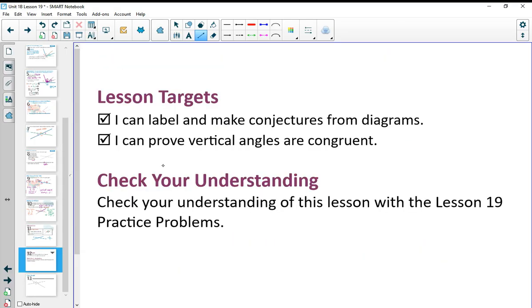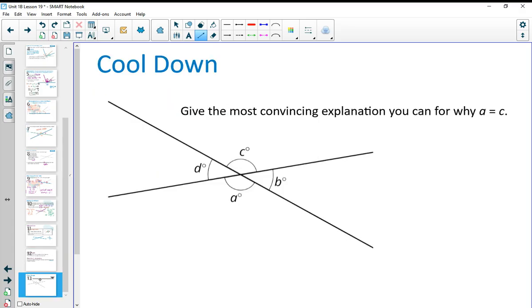Then your learning targets: hopefully now you can label and make conjectures from a diagram, and you can prove that vertical angles are congruent. Make sure that you do the check your understanding or the practice problems for lesson 19 in your student workbook. If you need help with those, you can find the video that I have posted going over the solutions. Then you can complete your cool down. If you have questions on the cool down, make sure that you talk to your teacher to get some more explanation.